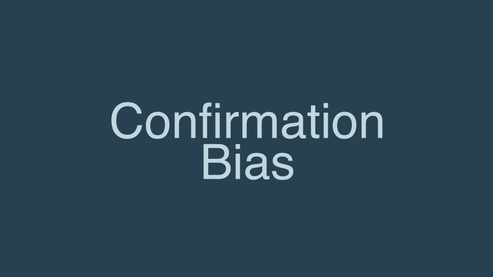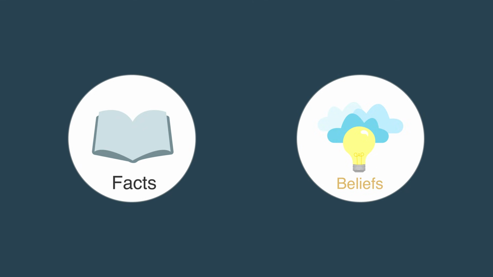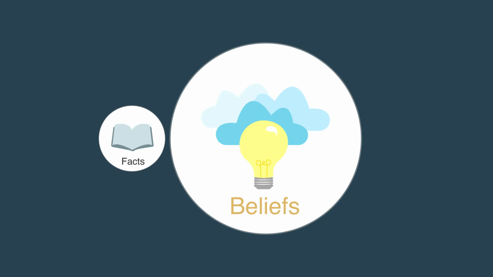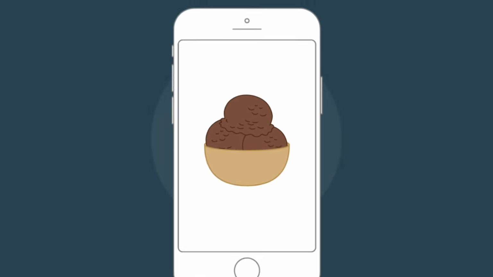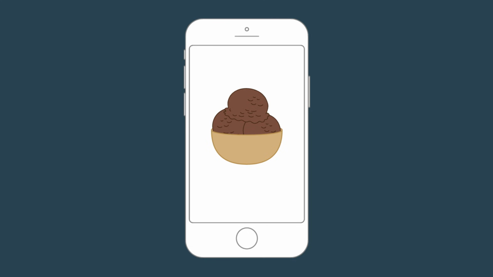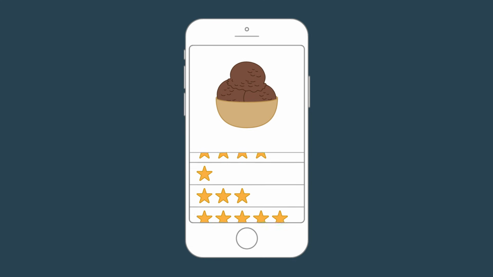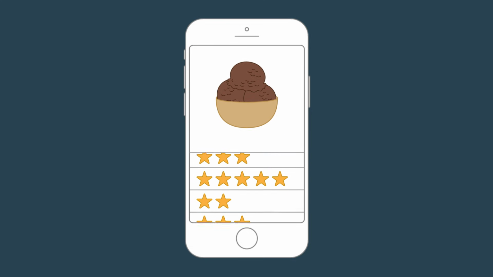Now, let's explain confirmation bias. It's our tendency to favor information that confirms what we already believe or want to be true. For example, you might only read glowing reviews for that one ice cream place while dismissing any negative ones.